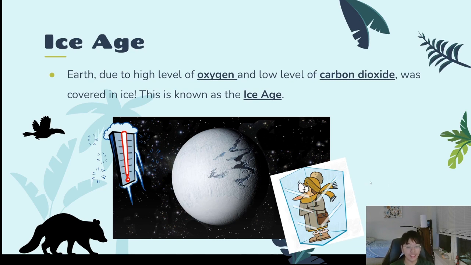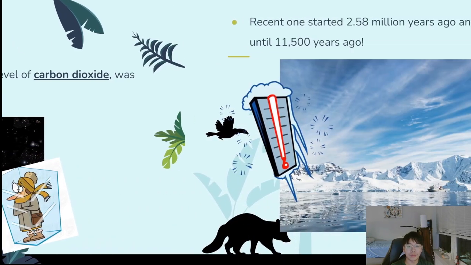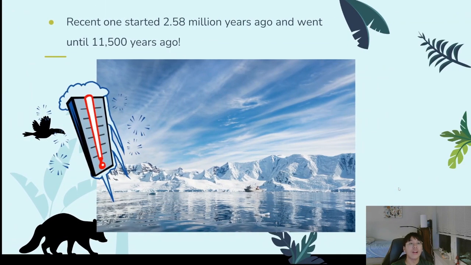So it was an icy place. It was not hot like when it was first formed, it was all ice. This is known as the Ice Age. So you can see the temperatures really dropping down, and this person is frozen because the earth was too cold. And again, it started from 2.58 million years ago and went until 11,500 years ago. That's a huge period of time that Earth was frozen, almost completely frozen.